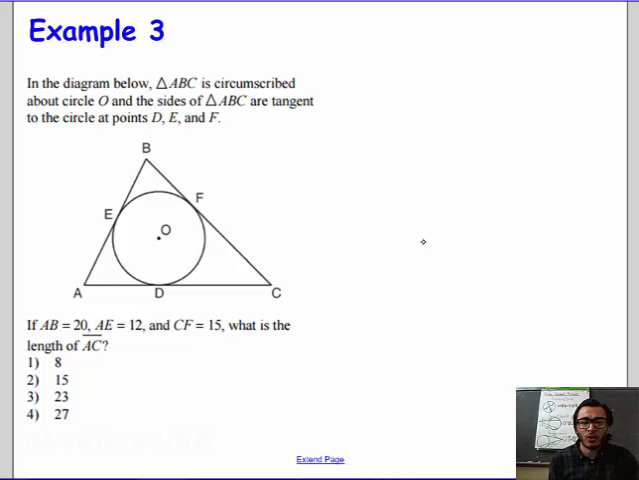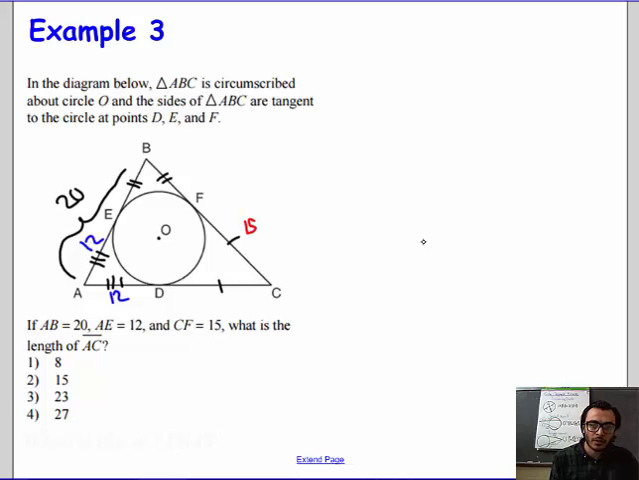So because of the hat theorem, I know that this line is equal to this line. These two lines are equal to each other. I also know this line is equal to this line. And finally, I know that these two are also equal to each other. That's our hat theorem there. I know that AB is equal to 20, so I'm going to write 20 there for that. And it says AE equals 12. So if AE equals 12, I know that AD also equals 12. And it says CF equals 15, so let's write 15 here. And that means that DC is also 15.